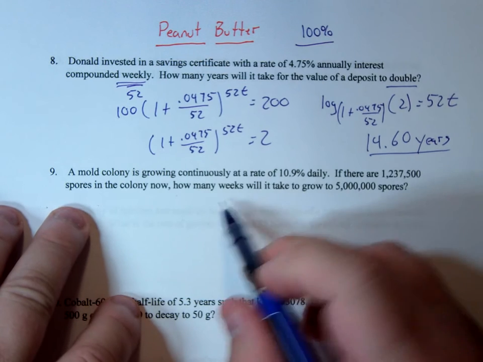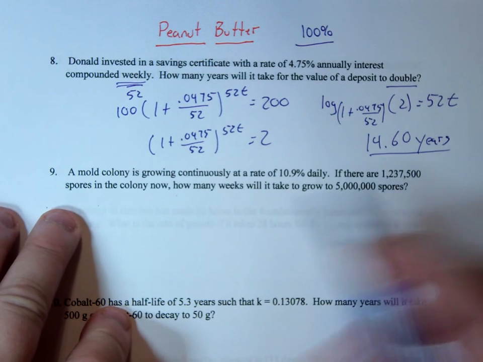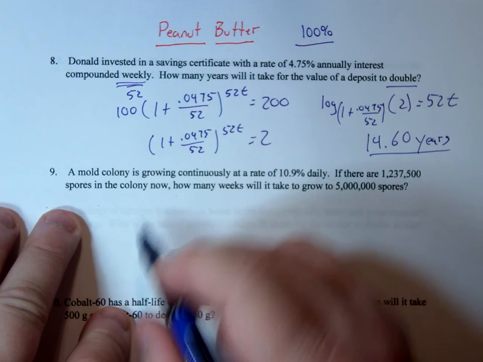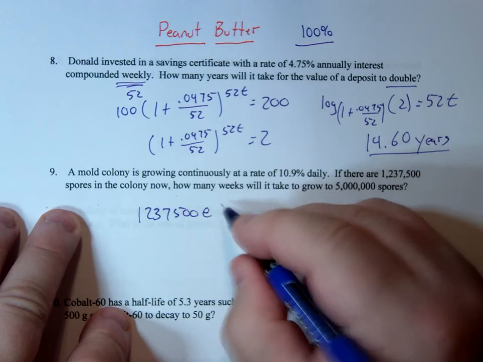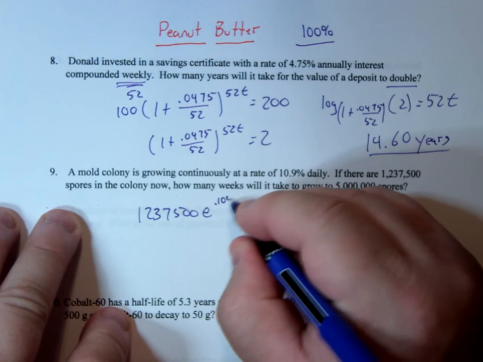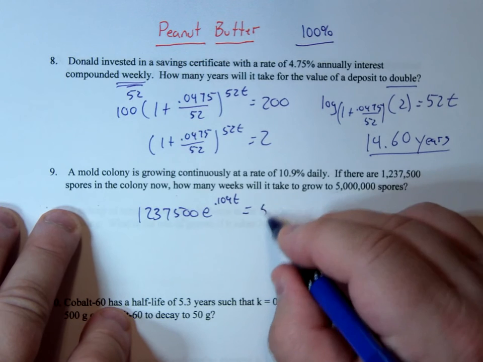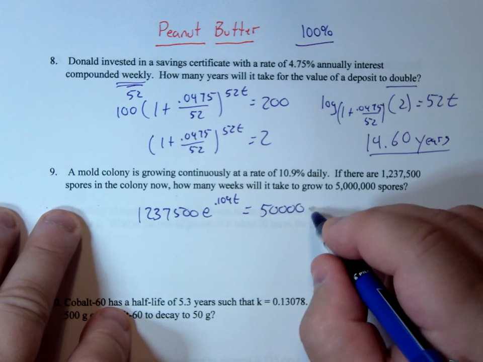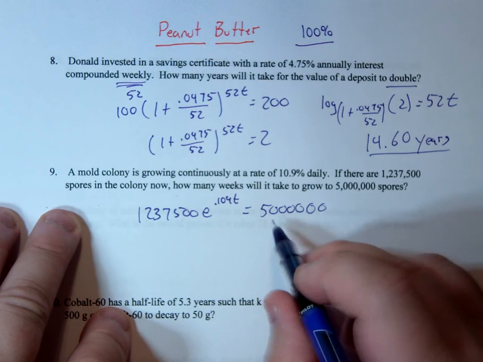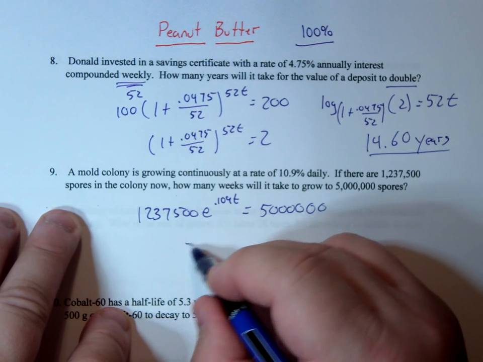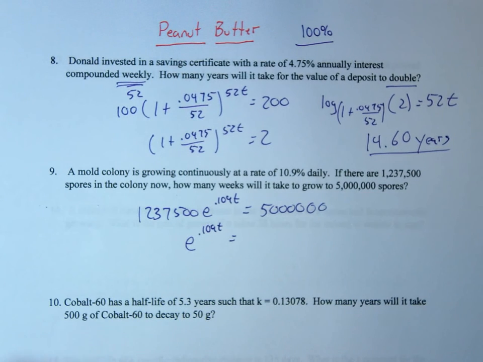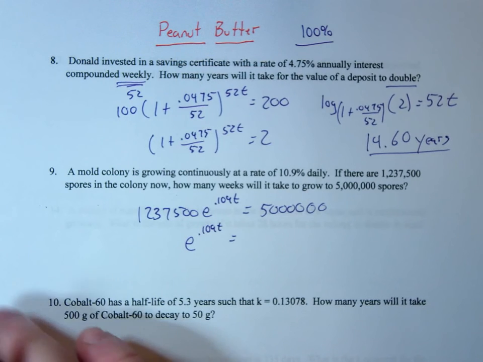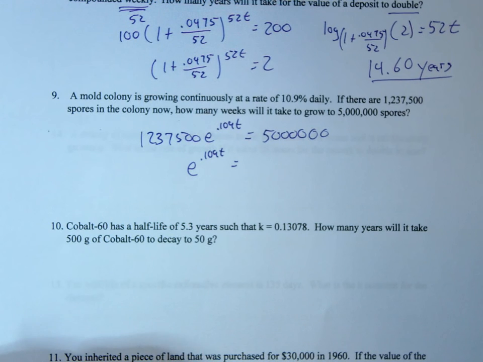Colonies growing continuously. There are that many now. How many to grow to 5 million? So 1,237,500 e to the 0.109 t power. When will that be 5 million? So e to the 0.109 t will equal 5 million divided by 1,237,500.